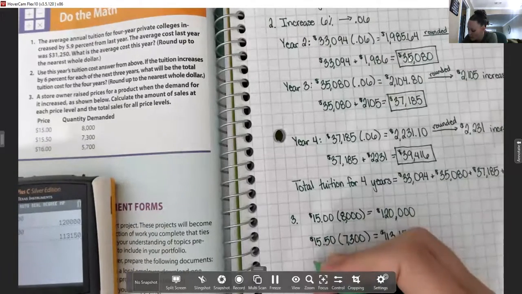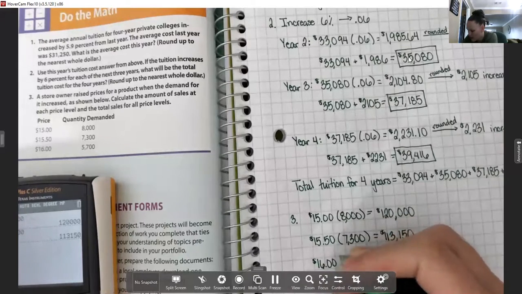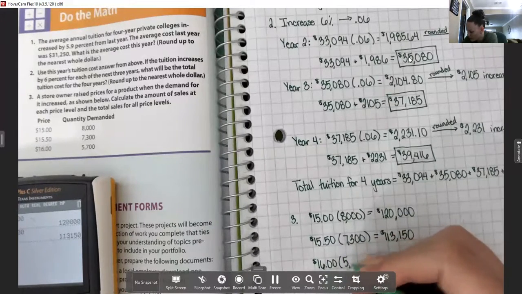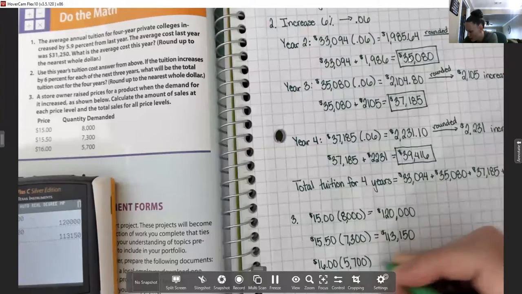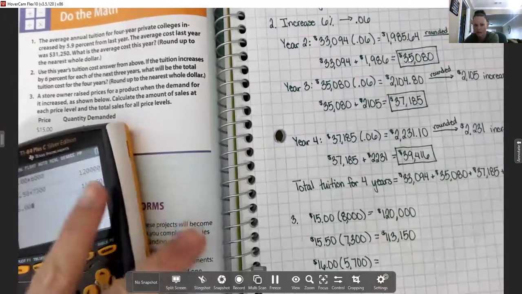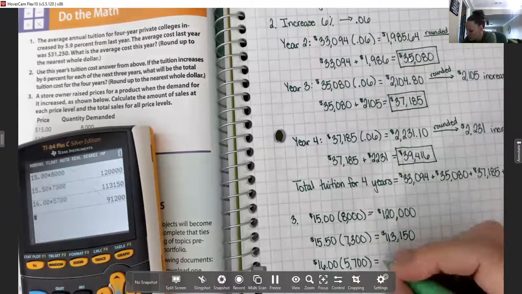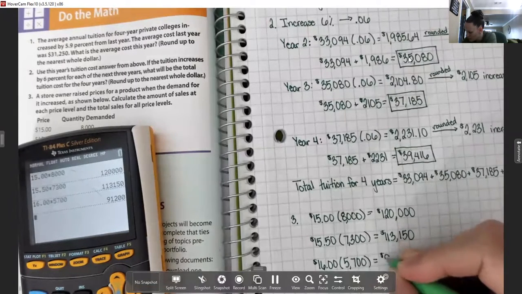And then they increased the price a little bit more to $16. And now they sold 5,700. So $16 times 5,700 is $91,200.